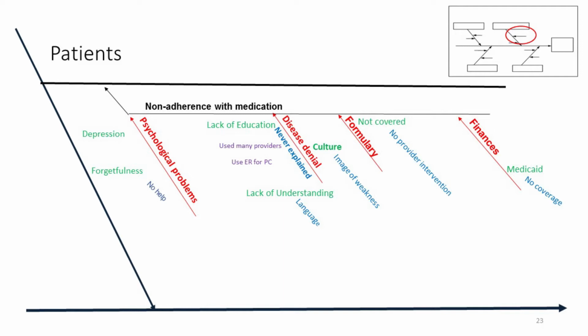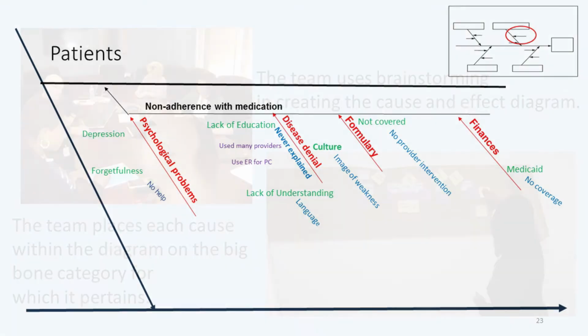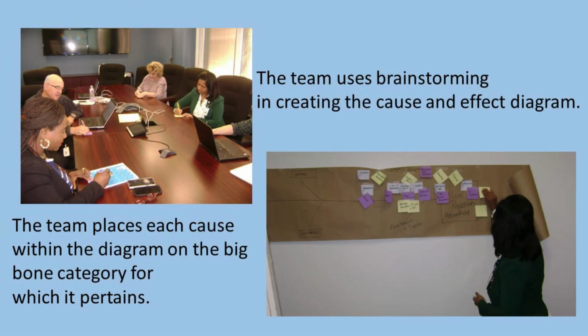One word of caution: as the team is brainstorming cause and effect, the team leader and scribe should clarify the meaning of the cause called out by a team member. For example, language may be related to the cultural effect, but also related to the lack of education. The same cause may be attributed to other triggers. The entire team gets involved in creating the cause and effect diagram. Then, the team writes causes on separate sticky notes and places them on the diagram in the appropriate big bone site.